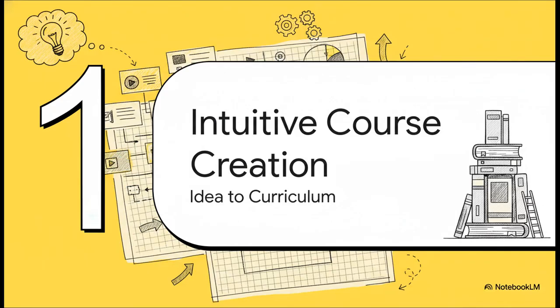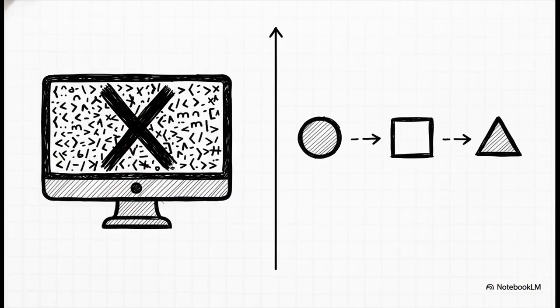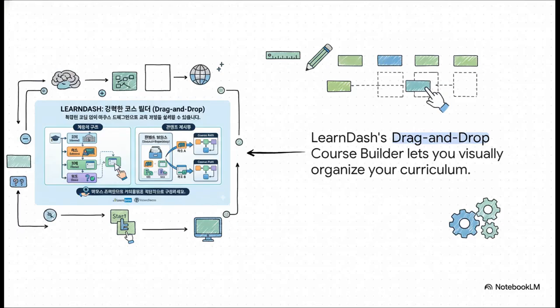Okay, first things first. Let's talk about what's usually the biggest hurdle for anyone creating a course. Just actually building the thing. You know, the biggest roadblock for a lot of people is figuring out how to build a really structured, logical learning path, especially if you're not a coder. And the solution, really, is to get visual. That's where something like an intuitive drag-and-drop course builder comes in. It lets you map out your entire curriculum without ever having to look at a line of code.